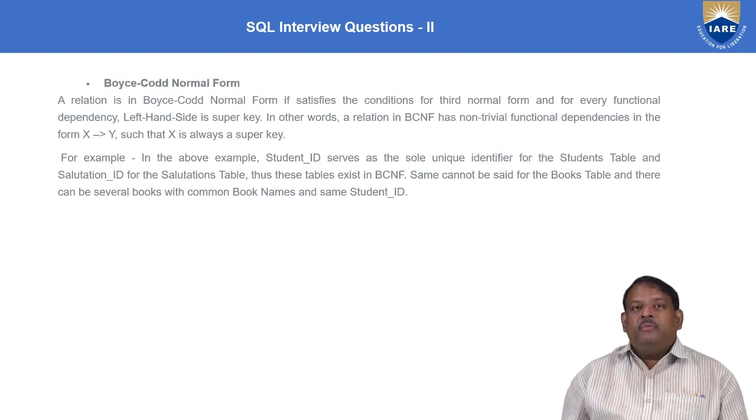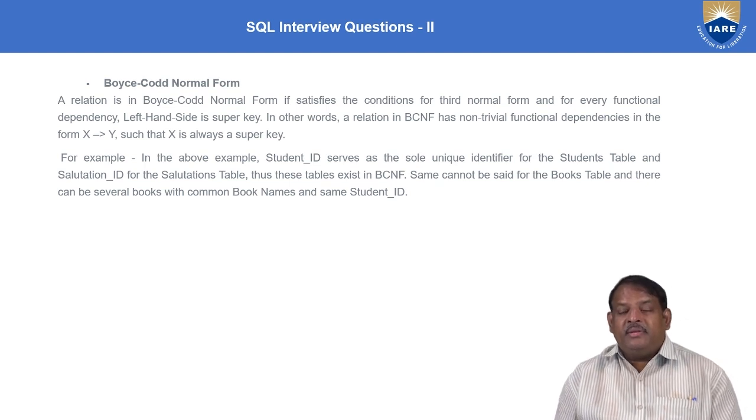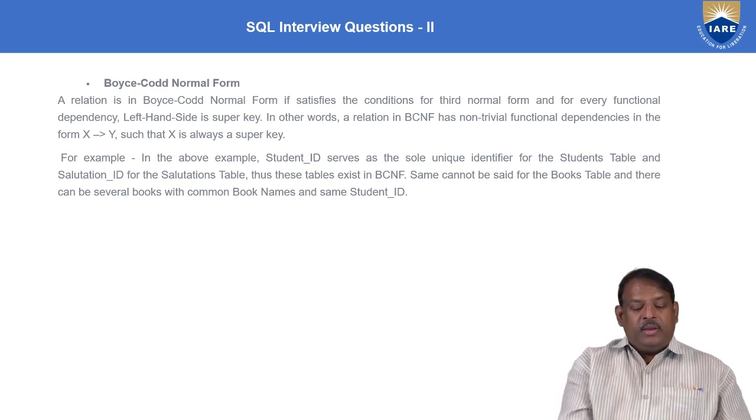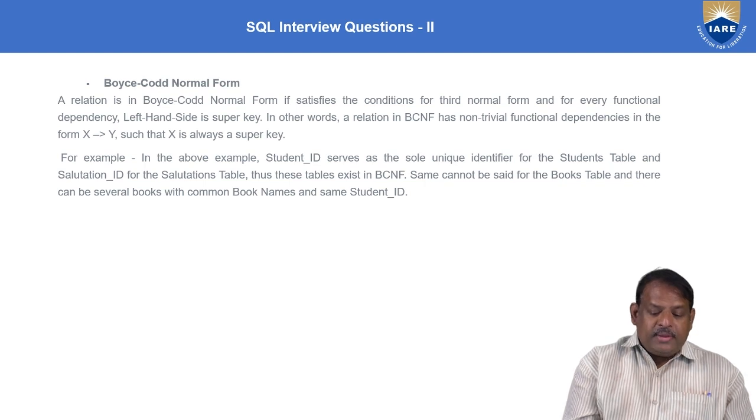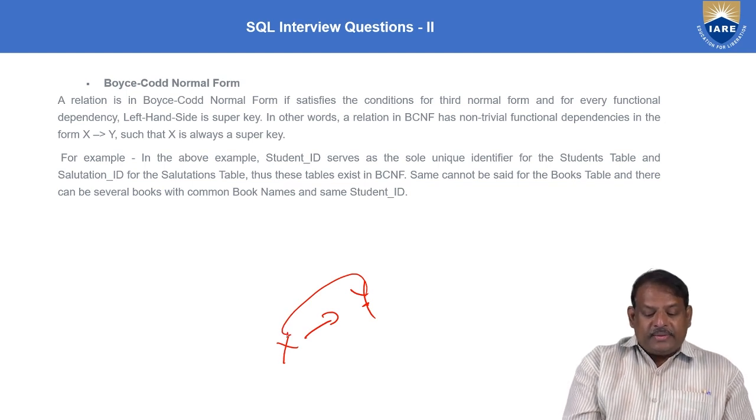After third normal form, we'll go to the Boyce-Codd normal form, also called 3.5 normal form. A relation is in Boyce-Codd normal form if it satisfies the condition of the third normal form, and also every functional dependency's left side is a super key. In other words, a relation is in BCNF if it has no non-trivial functional dependencies of the form X determines Y where X is not a super key. Now here, when I say X arrow Y, it means Y is determined by the value of X. Here X is the super key.